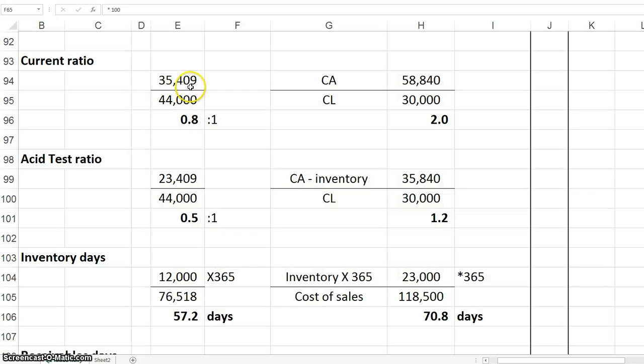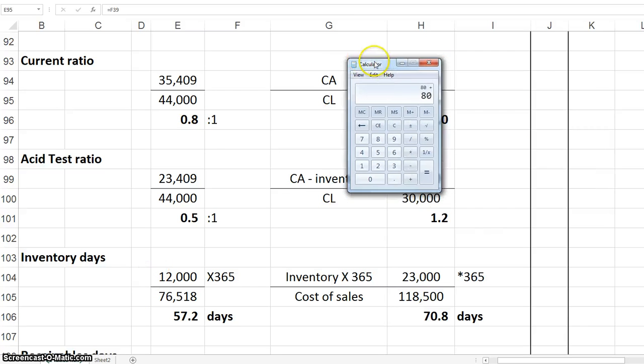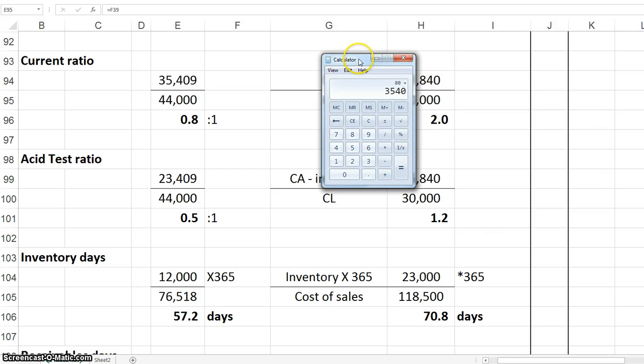So here's the 35,409 over 44,000. The current assets here are smaller than the current liabilities, and once you divide the top into the bottom, you get 0.8 is to 1. So 35,409 divided by 44,000 gives you 0.8065, so 0.8 is fine to say is to 1.